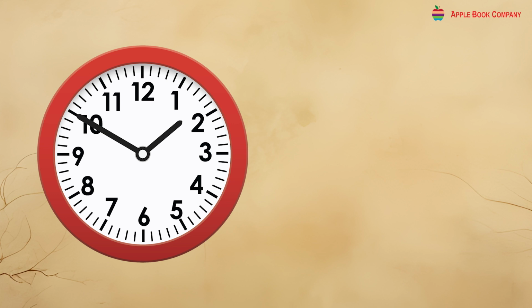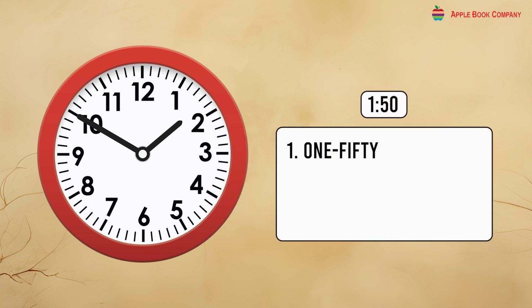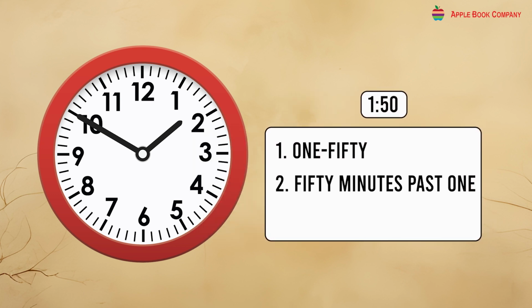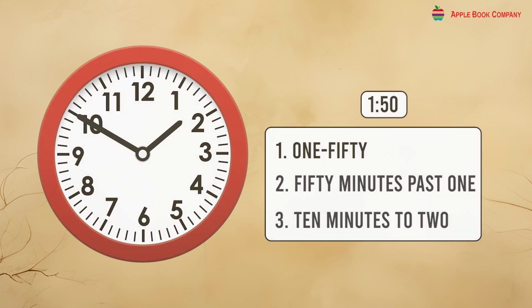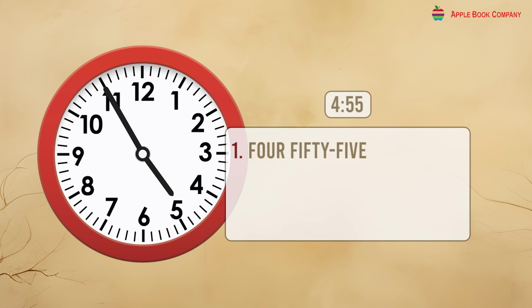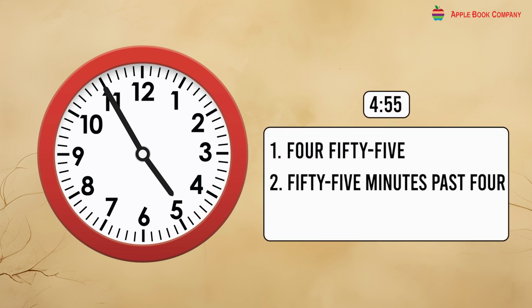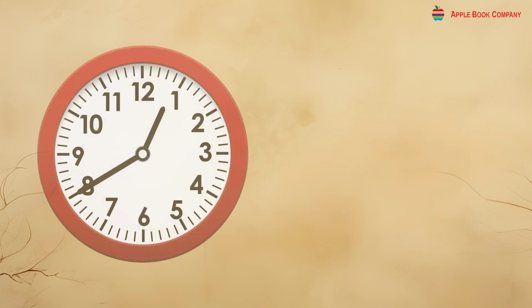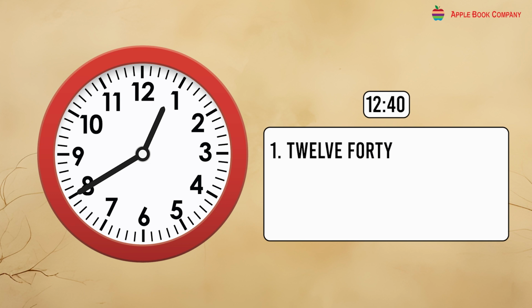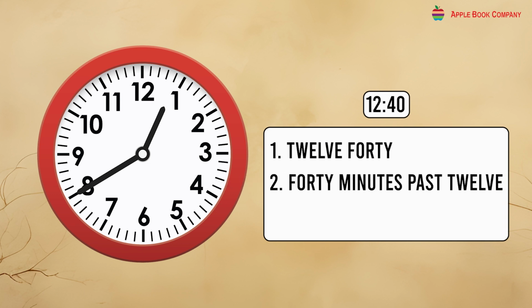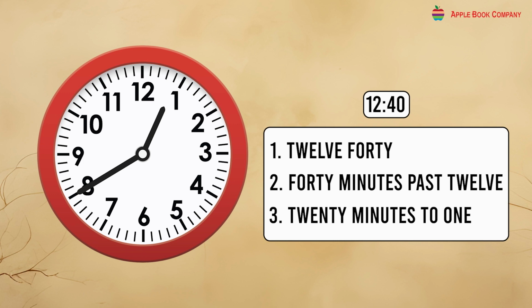The time on the clock given below can be written and read in different ways as 1:50, 50 minutes past 1, 10 minutes to 2, 4:55, 55 minutes past 4, 5 minutes to 5, 12:40, 40 minutes past 12, 20 minutes to 1.